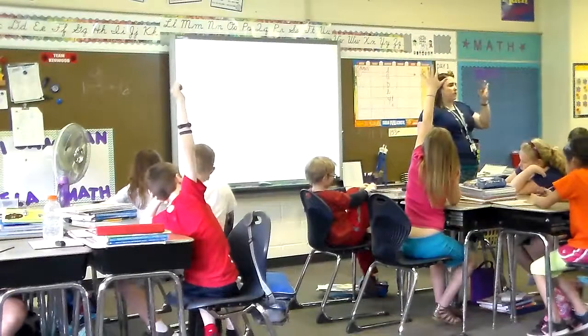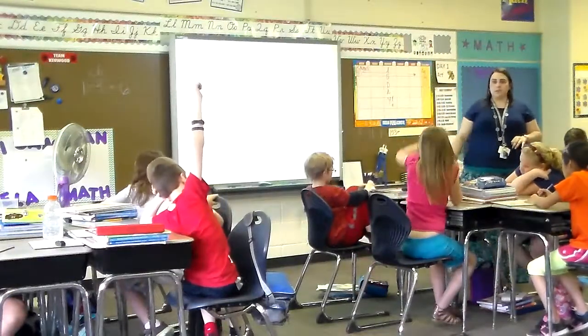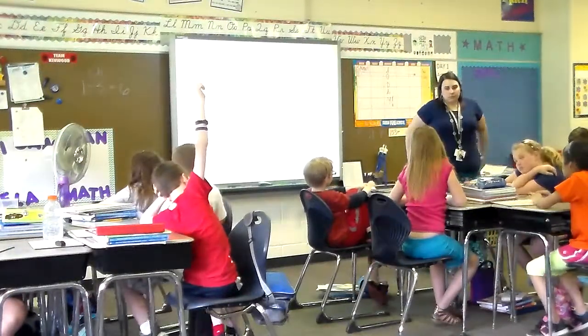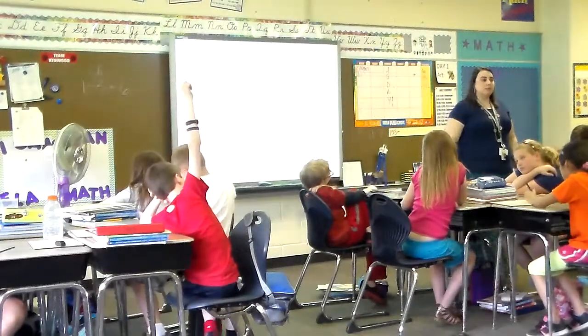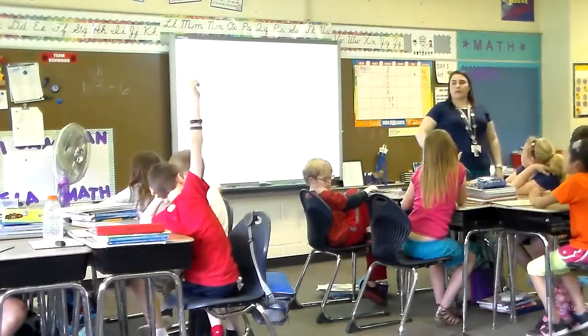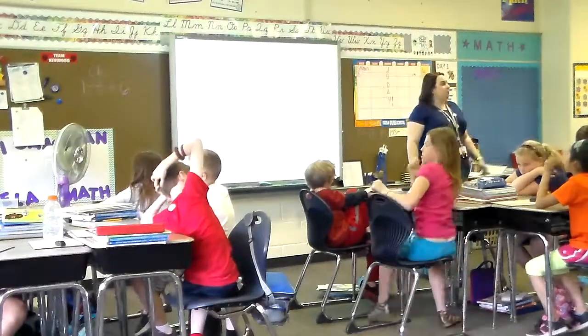7.4, what we just were focused on last week. Haley? I think it's the greatest. Nope, that was comparing. That was 7.3. Where'd we go from there? Troy? Rounding. What did we round to?